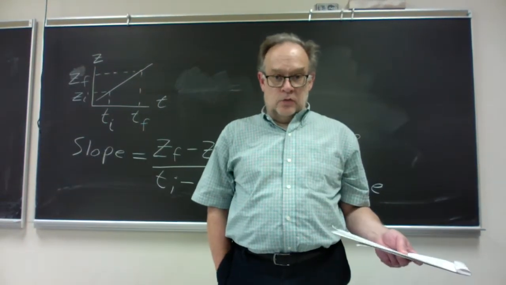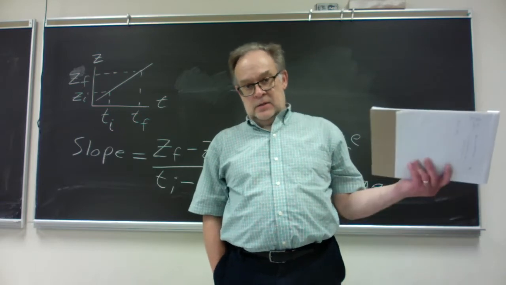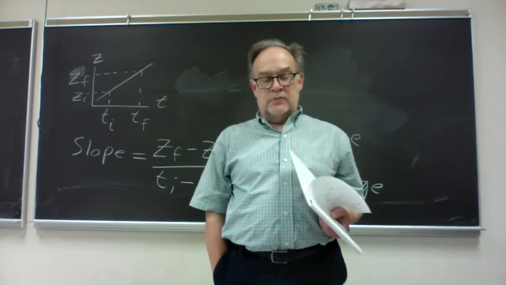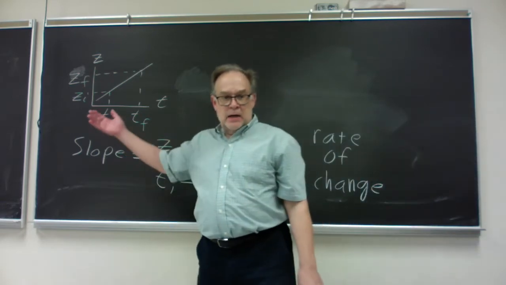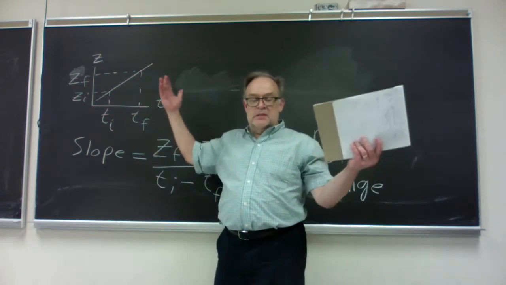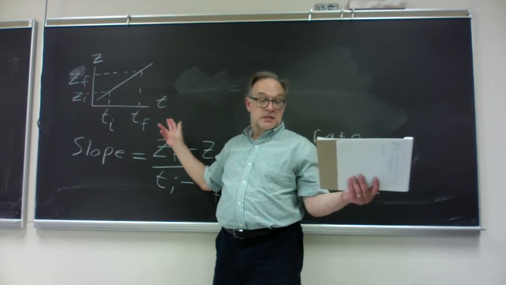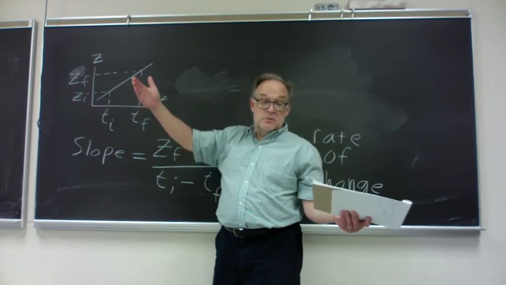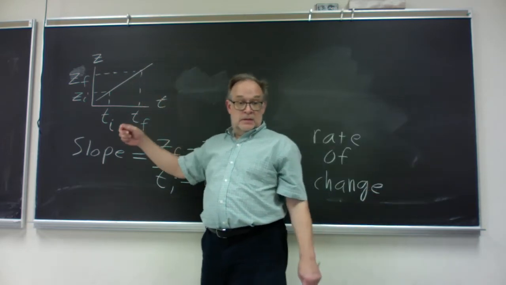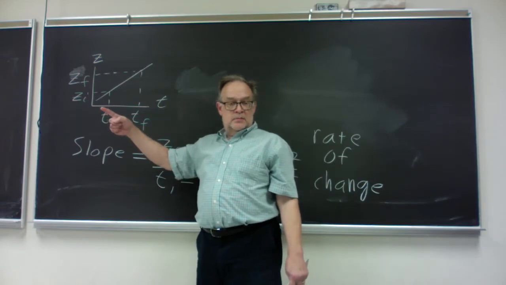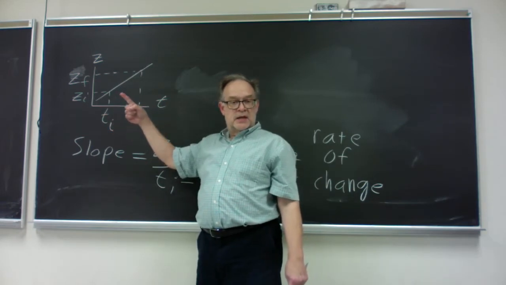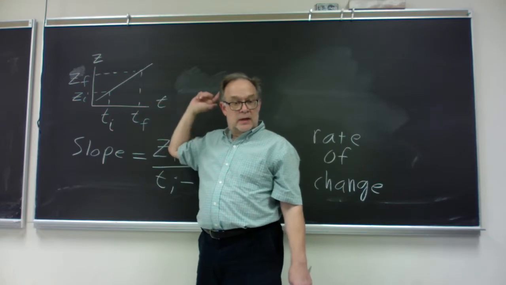Now we're thinking about velocity and the interpretation of graphs. Let's start by imagining a graph of some kind of variable. I just call it z versus time. Z could be anything. Right? And let's say the relationship between z and time shows up as a straight line on this graph.